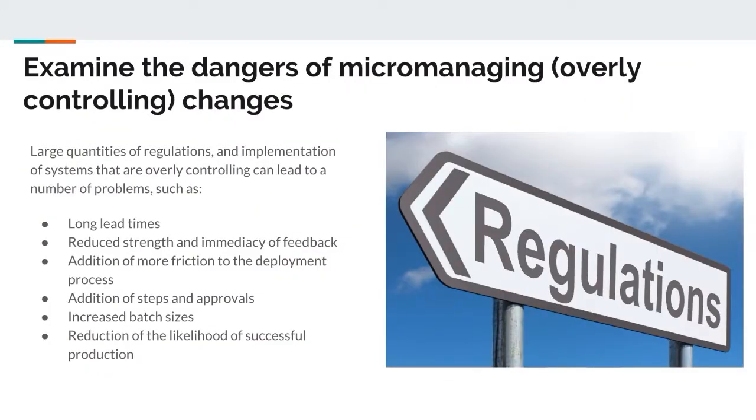Large quantities of regulations and implementation of systems that are overly controlling can lead to a number of problems such as long lead times, reduced strength and immediacy of feedback, addition of more friction to the development process, addition of steps and approvals, increased batch sizes, and reduction of the likelihood of successful production.